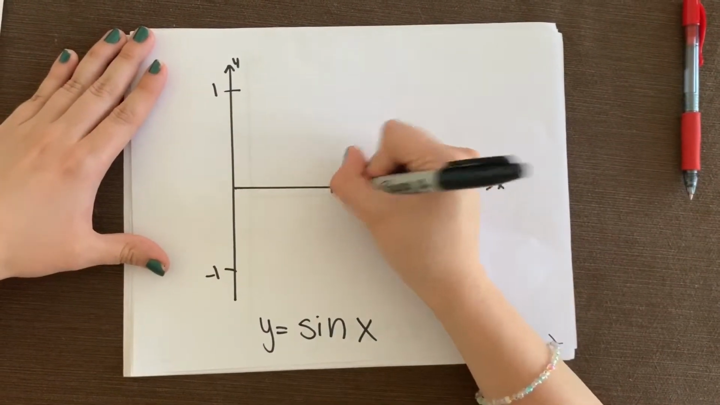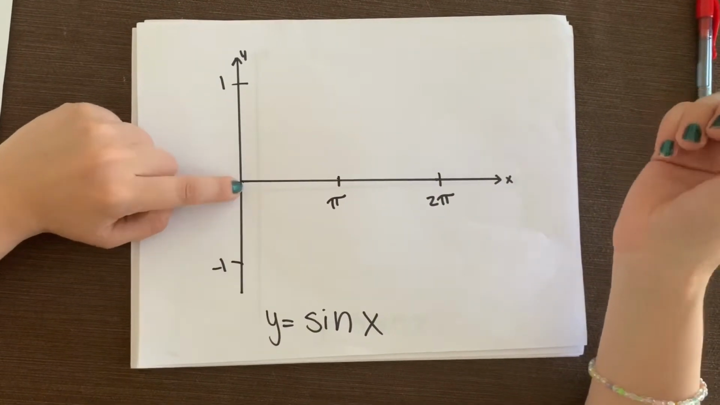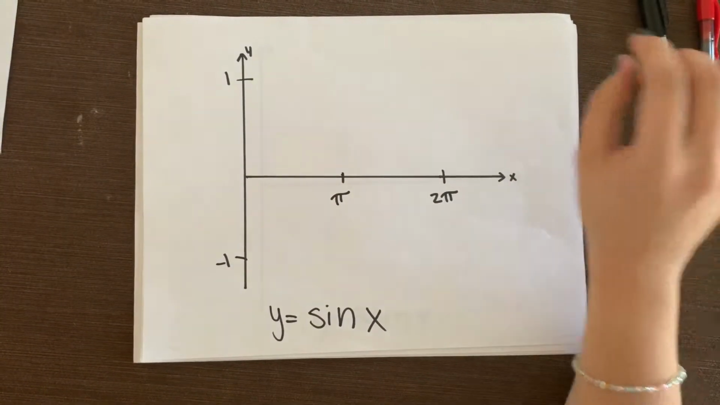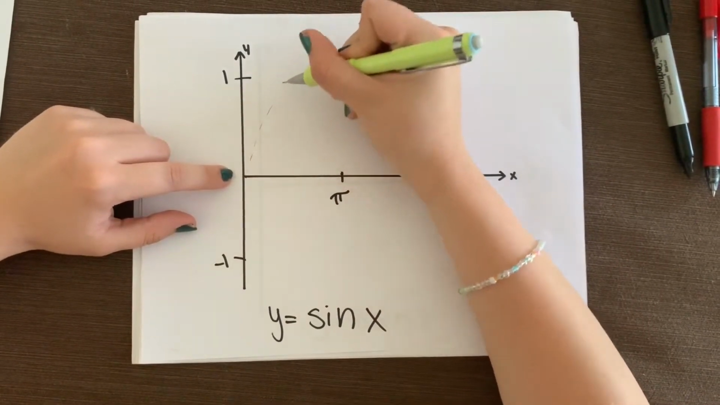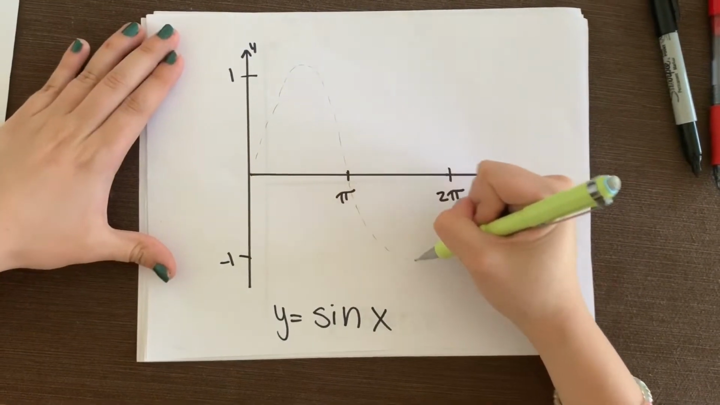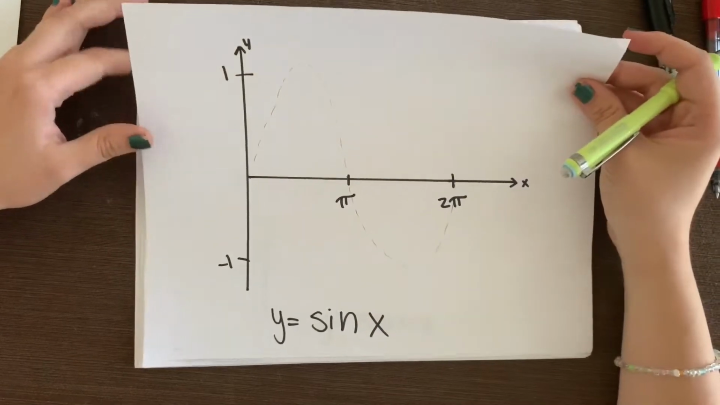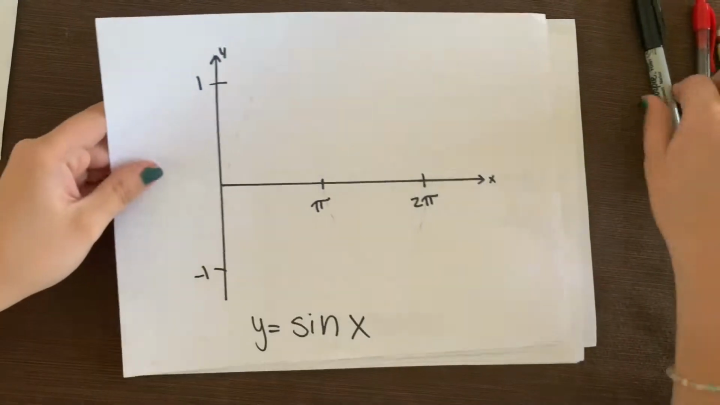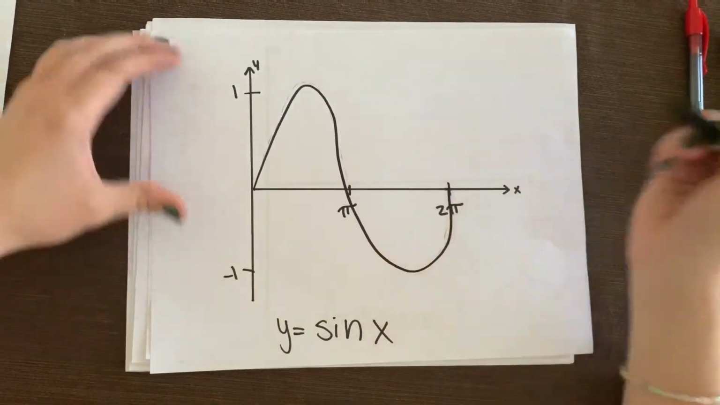So then we're going to write the middle right here, which is going to be pi. And for a sine function, we always start at 0. So what we're going to do is graph all the way up to 1, and then pass through the pi and end at 2 pi. So that's going to be our parent graph.